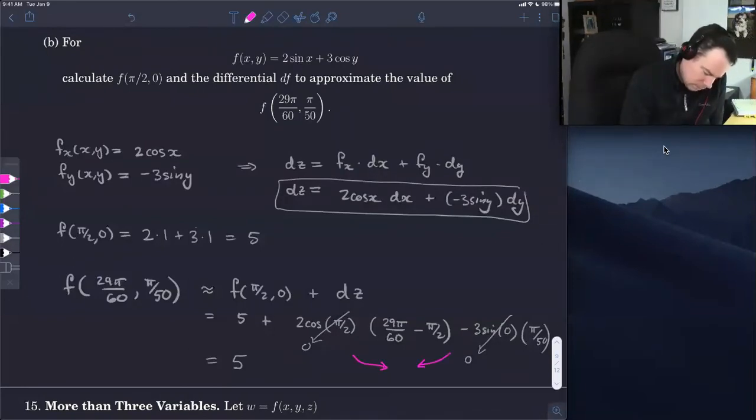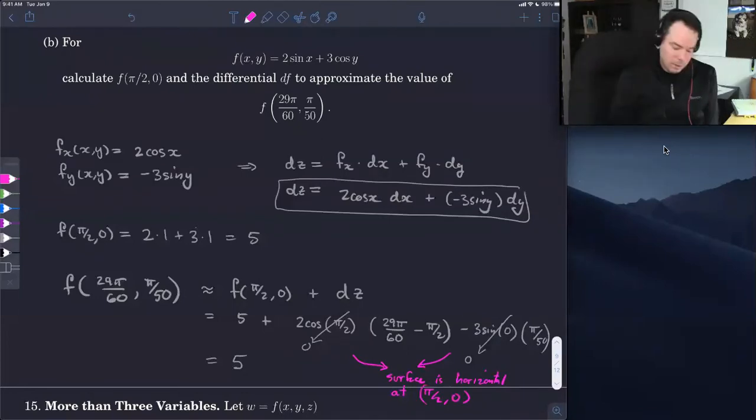these tell us that the surface is horizontal at pi by 2 and 0. So at that point we took the tangent line at, the surface is horizontal there. So if I move over a little bit, then I'm still on this horizontal tangent plane, and that's a good approximation to the surface. So that's why I didn't have to increment anything, because I'm using the fact that it's a horizontal tangent plane there.